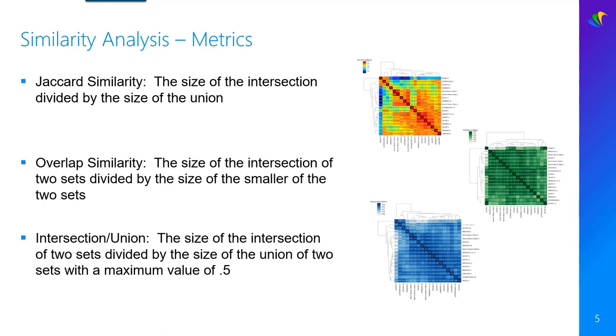Now, there are three types of metrics that come out of similarity analysis, at least our implementation of it. There's Jaccard similarity, the size of the intersection divided by the size of the union. The overlap similarity, the size of the intersection of two sets divided by the smaller of the two sets. And the intersection union, where you take the size of the intersection of two sets divided by the size of the union of two sets, and that has a maximum value of 0.5. Of these three metrics, I have found that the Jaccard similarity contains the most information and is the most useful.